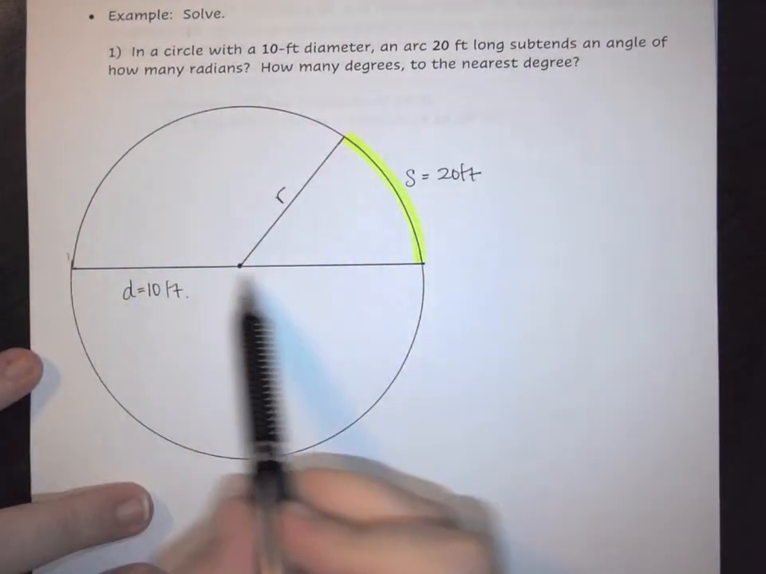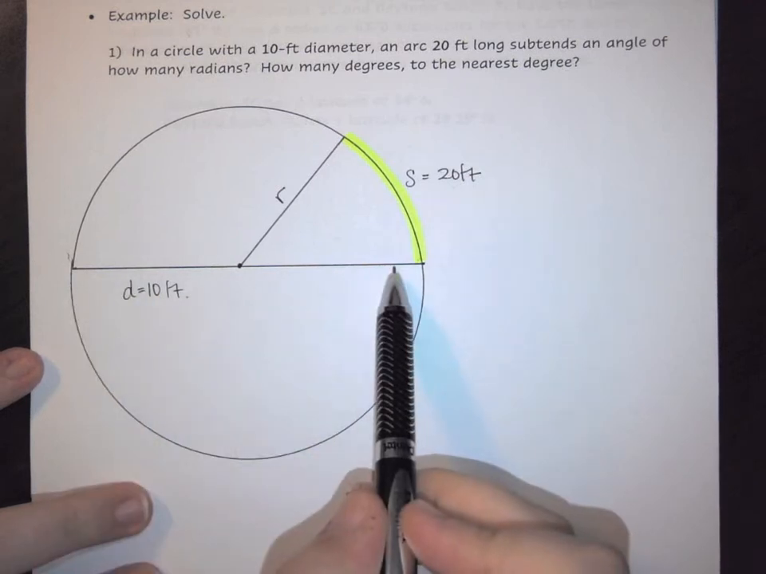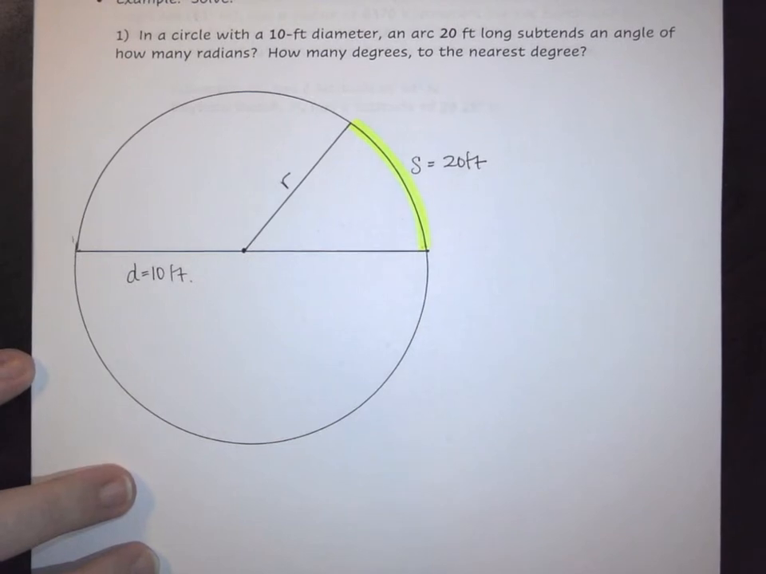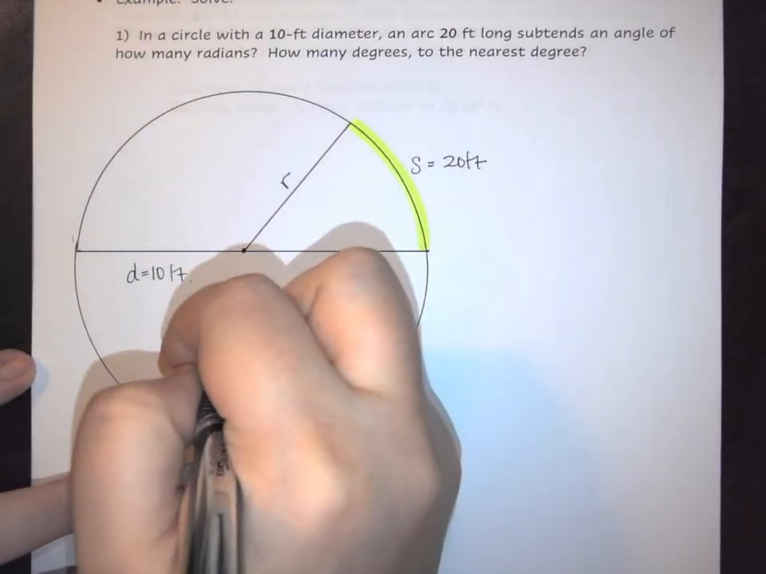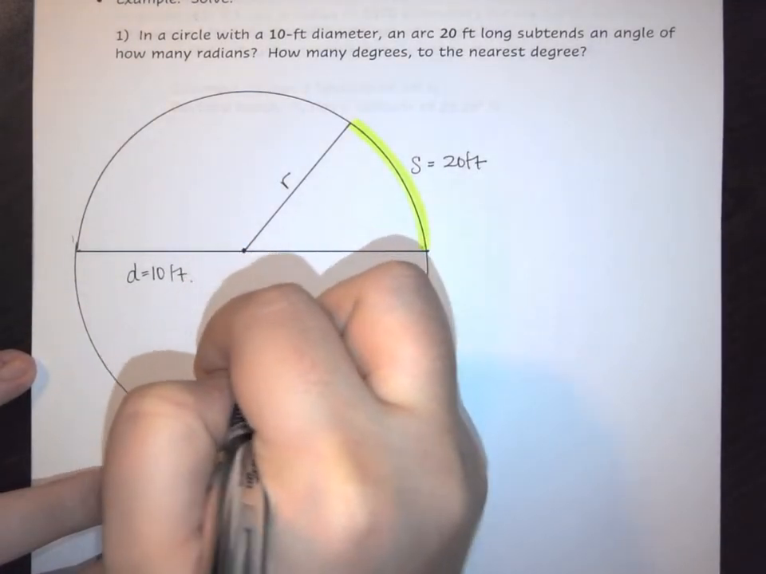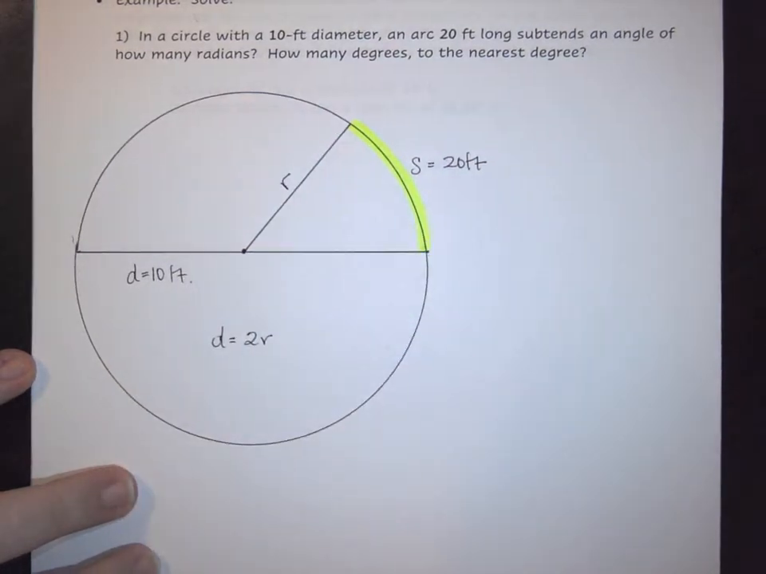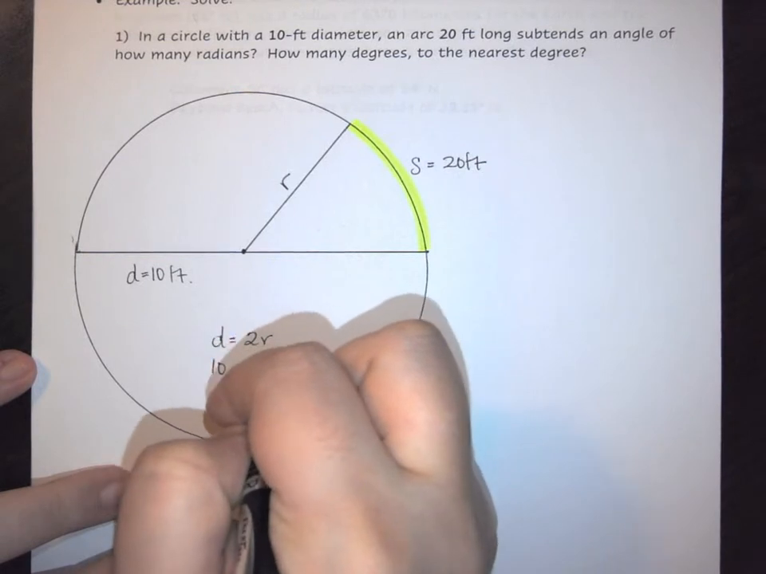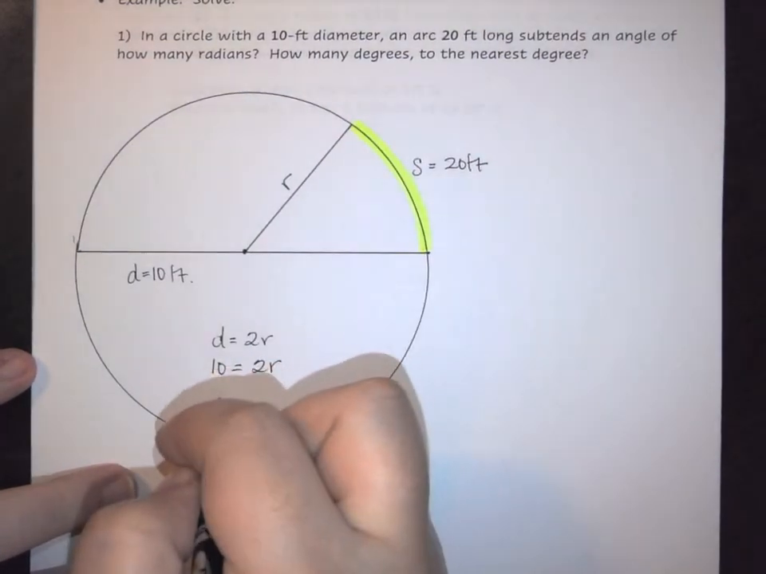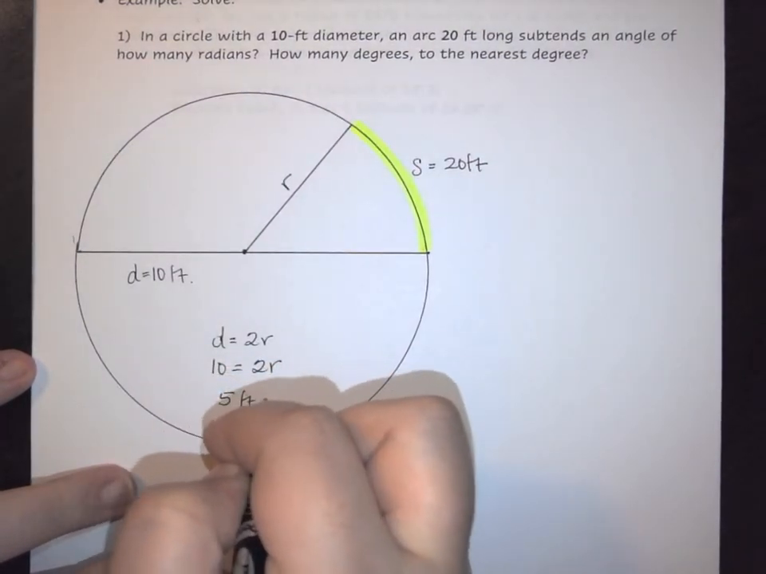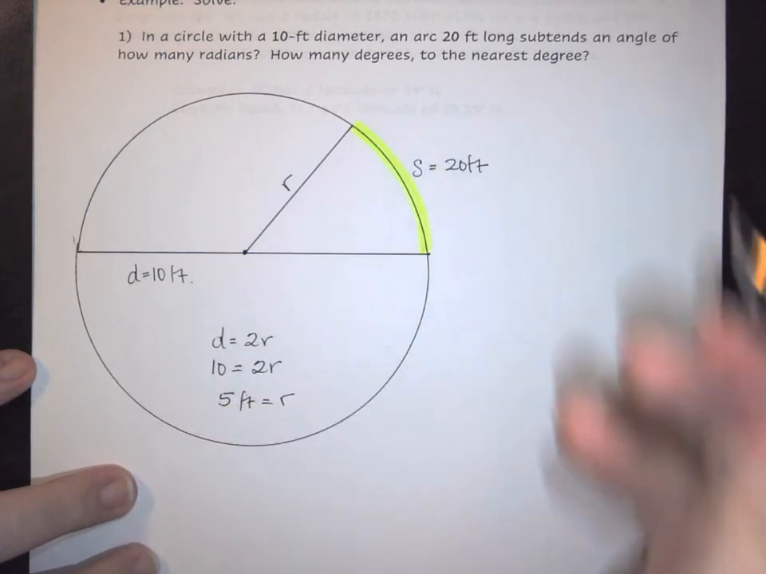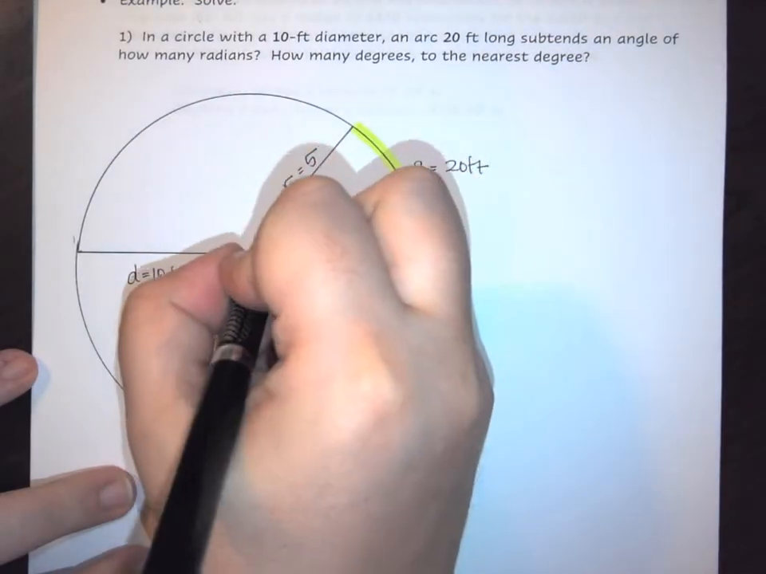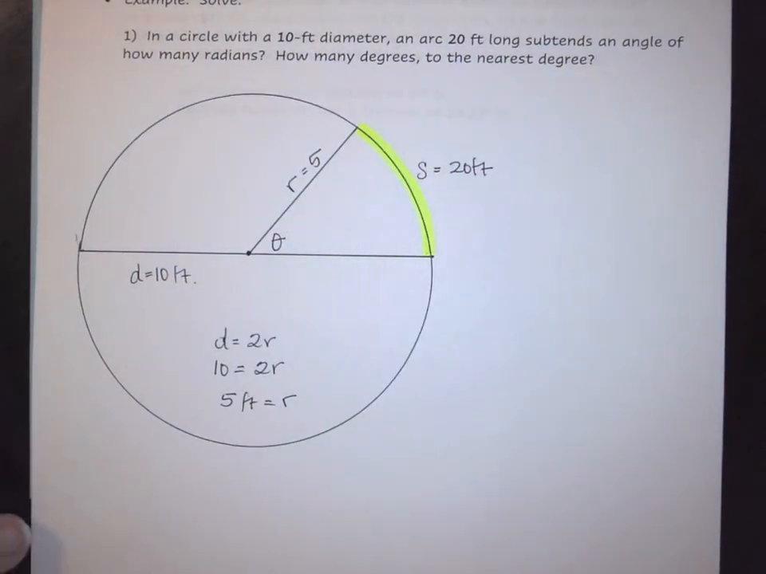Now with this, because my diameter is 10 feet long, one of the things I know is I have a formula that allows me to go from diameter to radius. So my diameter is equal to twice the radius. So in this case, if my diameter is 10 equals twice the radius, divide everything by 2 and we get that 5 feet equals my radius. So in this case, my radius is going to be 5, leaving my angle as the piece that is missing.